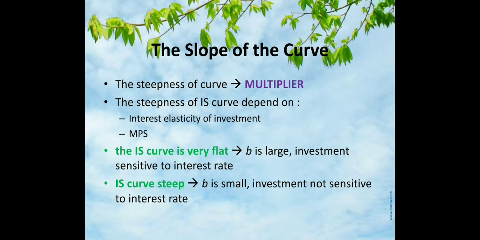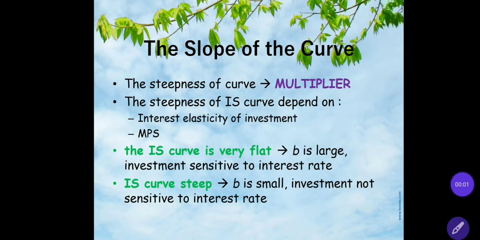So next we're going to talk about the slope of the curve, which is going to be explained by my friend Shiefanny. Thank you. So now I will explain about the slope of the IS curve. The steepness of the curve depends on the multiplier. You can also see this in equation 5 before. And the steepness of the IS curve depends on these two things: first, the interest elasticity of investment, and also the MPS.